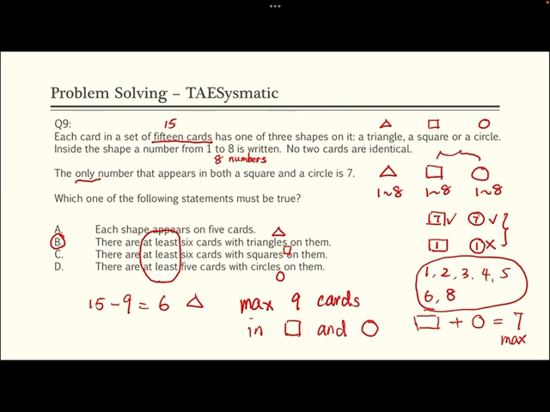All right, so just take a moment to think about this question again. If you cannot solve this question in a mock test, it's totally fine, because they said this is the most challenging question in the whole set.